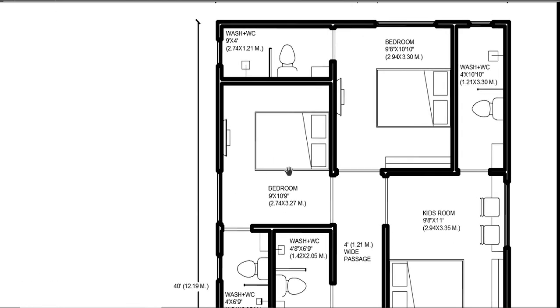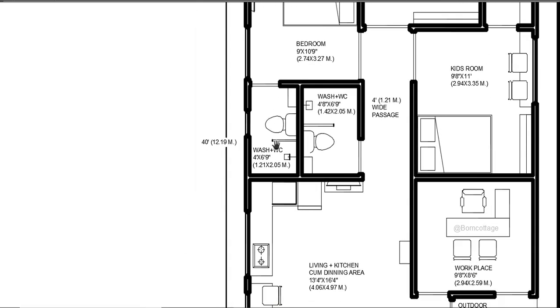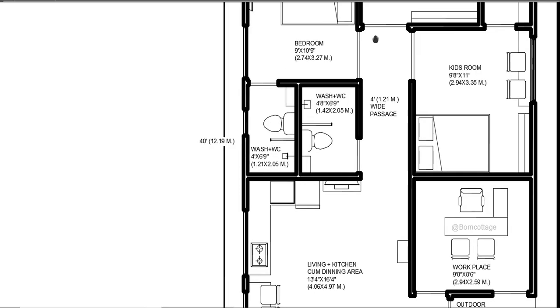So we have bedroom number 2 here. The size of the bedroom is 9 feet into 10 feet 9 inches, in meter 2.74 into 3.27 meter. You can see here the bed arrangement, TV unit arrangement, and a large size window for ventilation of this room, and we have an attached washroom plus water closet here with this room. The size of the washroom plus water closet is 4 feet into 6 feet 9 inches, in meter 1.21 into 2.05 meter. You can see here the wash basin, water closet, and the shower area, and we have a ventilator for ventilation of this washroom. After that we will go inside.